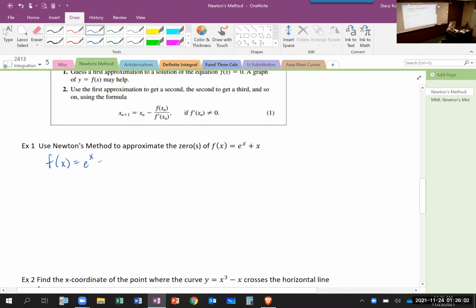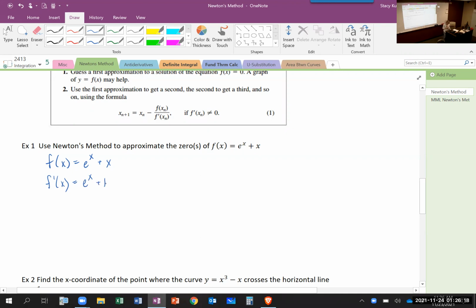e to the x plus x. What is the derivative of our function? What's the derivative of e to the x? e to the x. What's the derivative of x? All right, so we have the function and we have our derivative.